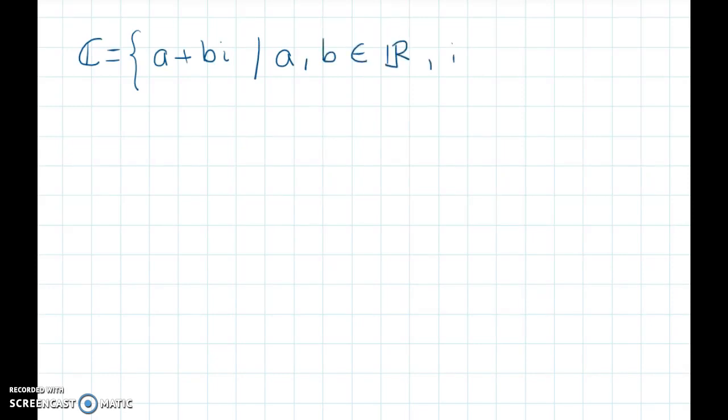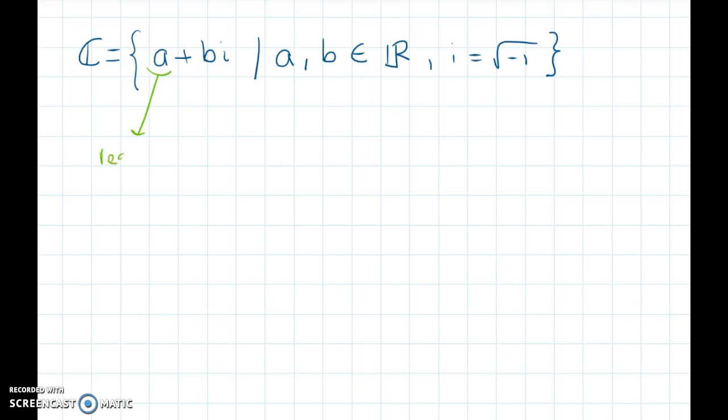So we want to see what exactly is in this new set C of numbers, the complex numbers. What we have over here is all the numbers of the form a plus bi, where both a and b are real numbers, so nothing new over there, and i is the square root of -1. All the numbers that can be written in this form, we call them complex numbers.